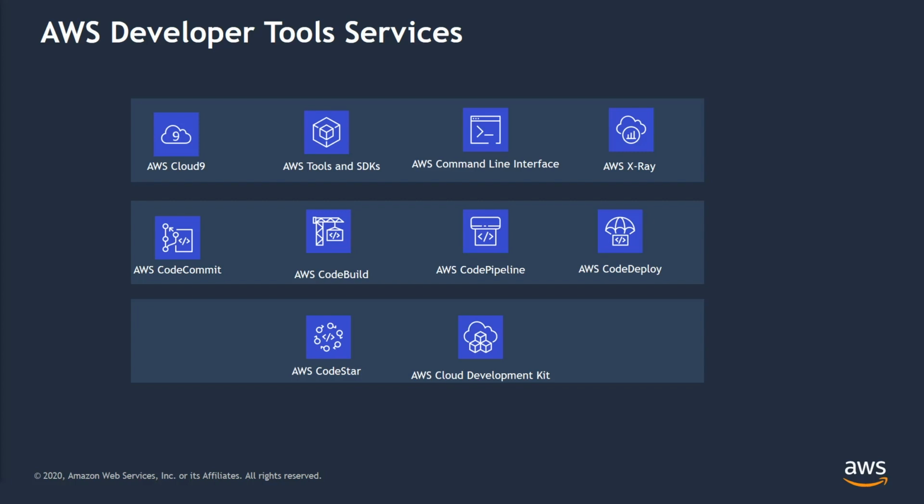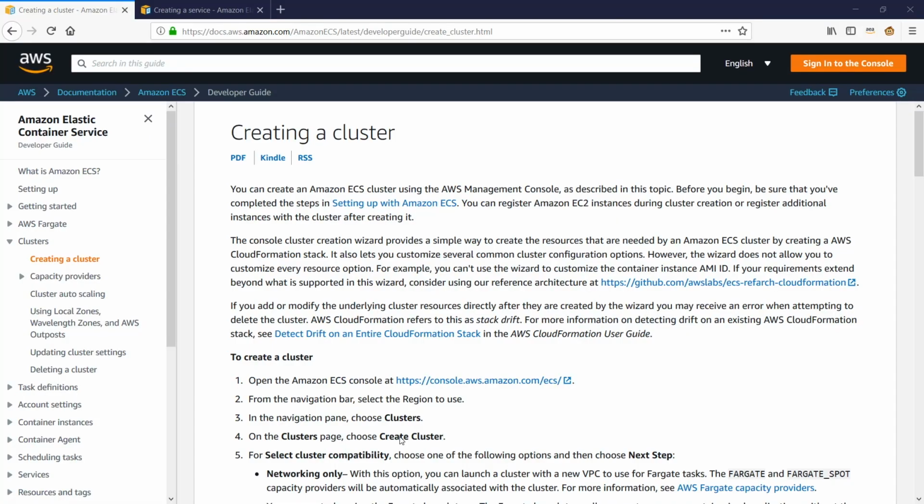AWS CodeBuild is a fully managed continuous integration service that compiles source code, runs tests, and produces software packages that are ready to deploy. With CodeBuild, you don't need to provision, manage, and scale your own build servers. AWS CodePipeline is a fully managed continuous delivery service that helps you automate your release pipeline for fast and reliable application and infrastructure updates. Based on the release model you choose, CodePipeline automates the release process every time there is a code change.